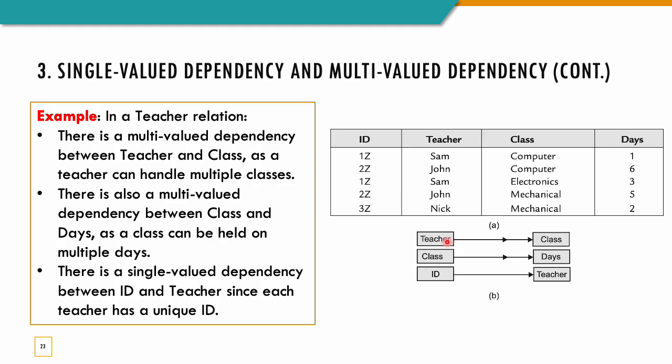And as you can see here, in the dependency diagrams, the arrows indicate the direction of the dependency. The teacher determines class. It's a multi-valued dependency, so we have two arrows over here. And then class determines days. It's also a multi-valued dependency, so we can see two arrows. ID with the teacher is a single-valued dependency, so we only see one arrow over here.